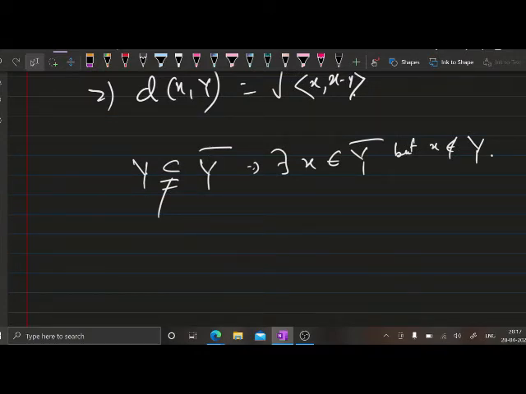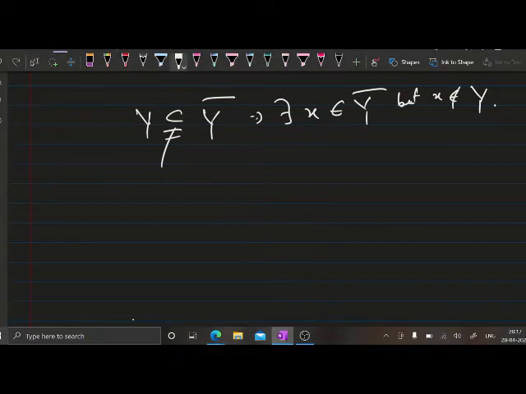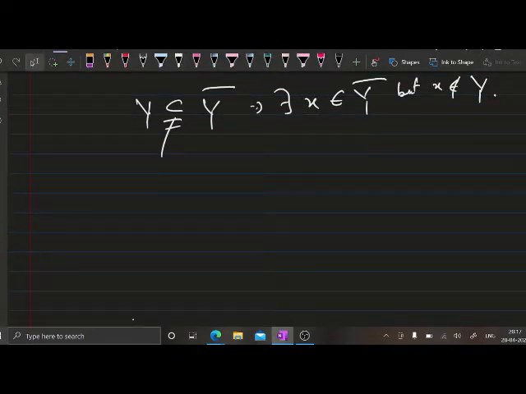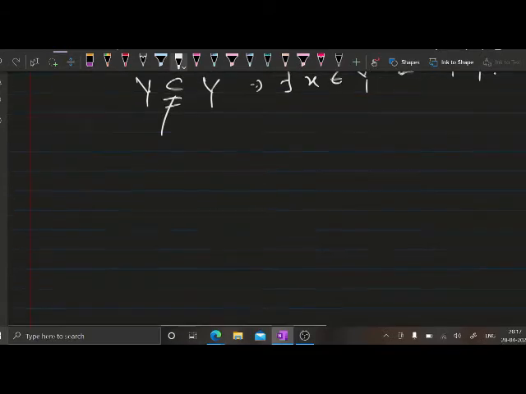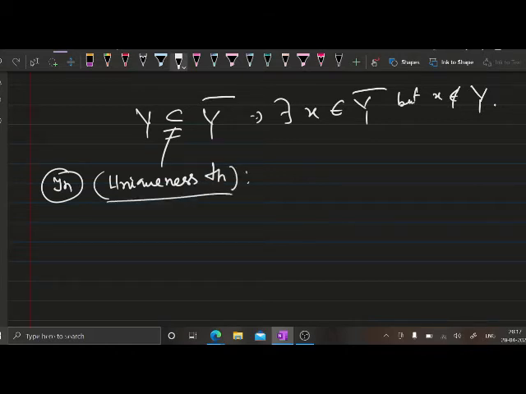Now next, you can have a theorem on a Hilbert space, that is a complete inner product space. The theorem is called the uniqueness theorem. What is the theorem? Suppose you take X to be a Hilbert space. Here you will need to consider the completeness of the inner product space. So X is a Hilbert space, and suppose you take Y to be a non-empty closed convex subset of X.